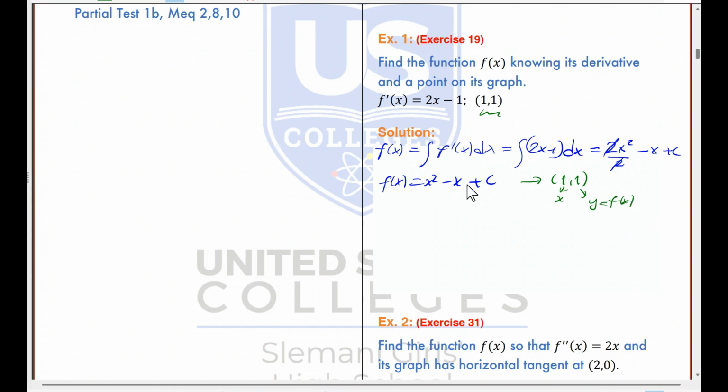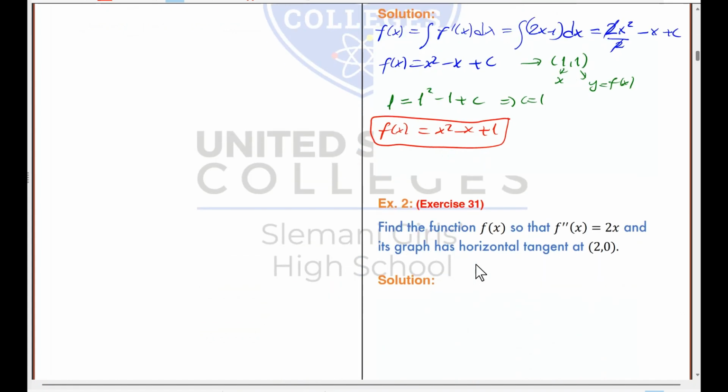So substituting 1 for x will result in 1 as an answer. So 1 is equal to 1 squared minus 1 plus C. So the 1s cancel each other. C is equal to 1. So I can write the original function. My function became x squared minus x plus 1. That's it. So I got my function without writing C, with its original value. Okay, so this is the way of solving these questions.